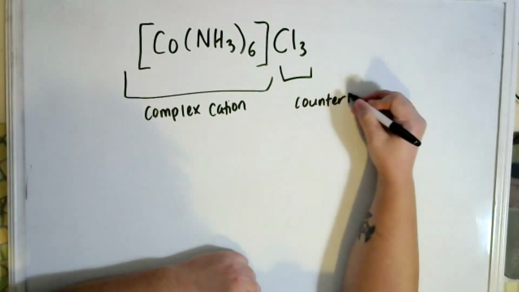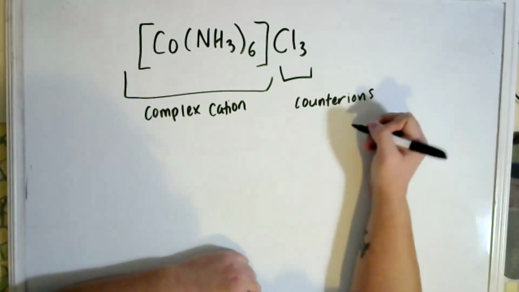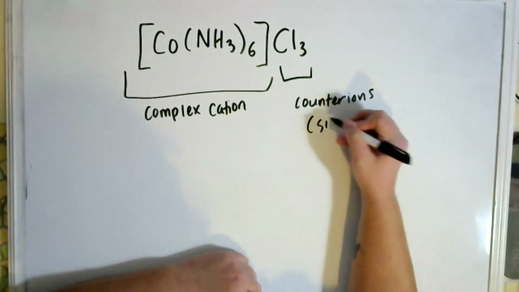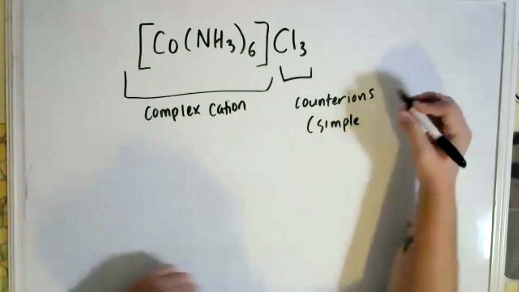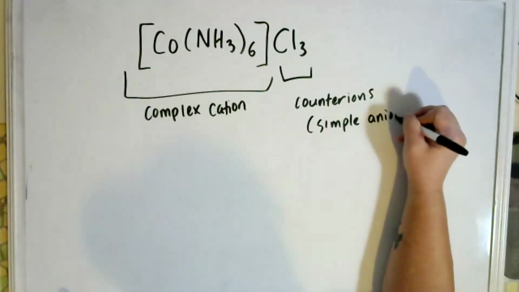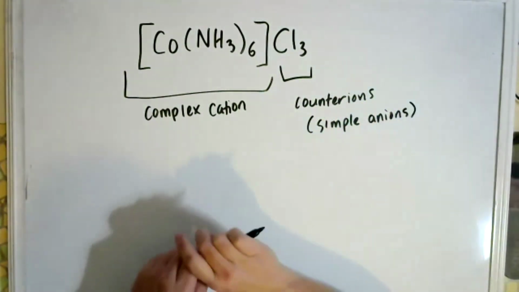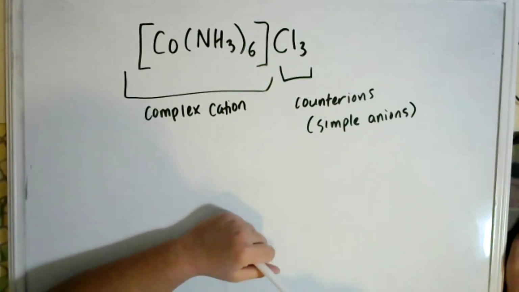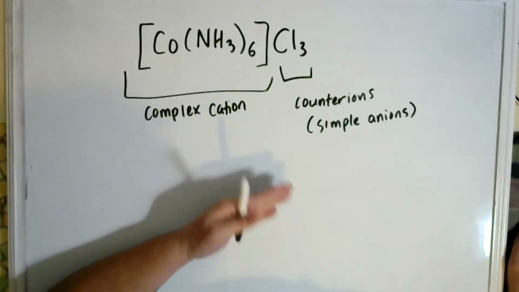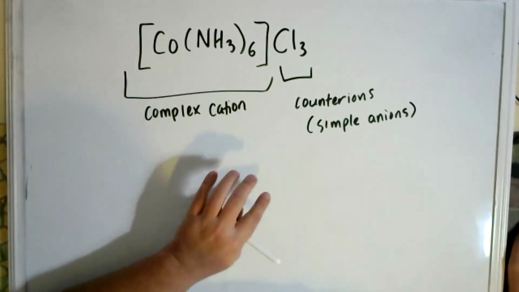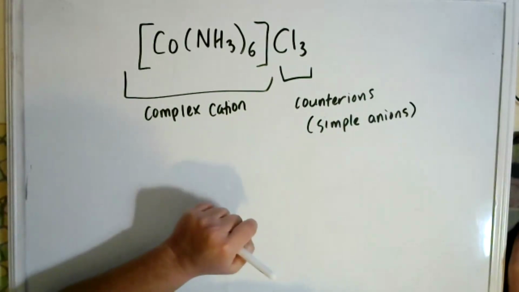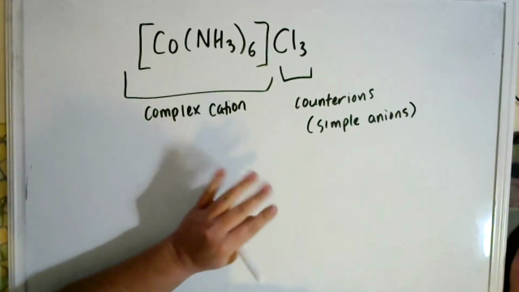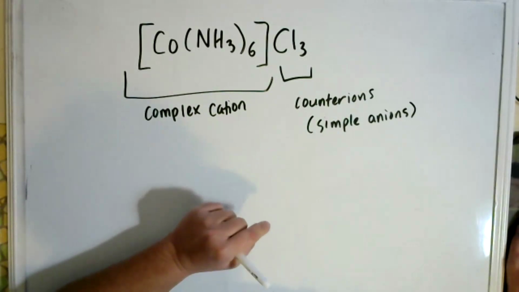In this case, they're simple anions. They don't have to be simple anions, but in this case, they are. We're calling it a simple anion because it's just chloride ions. It's not another complex ion. Now, overall, we're going to do a recap of naming coordination compounds in this little video, but I just want to go over some of the wording and vocabulary so that we're on the same page with some of this stuff.